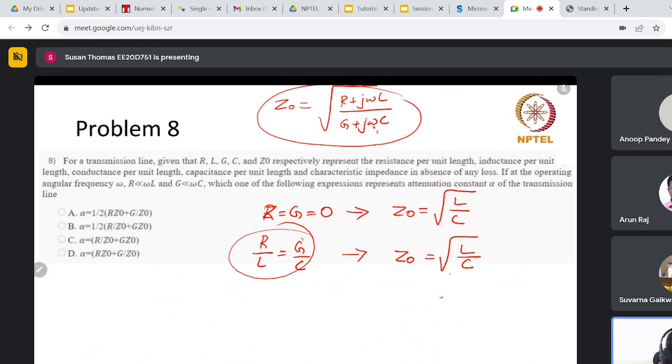Okay. So in both the cases, see, there is no ideal line wherein R and G are 0. So it is like an ideal condition. For simplification purpose, we just look at this expression. If there was no loss at all, then what happens to the line? In that case, we derive this lossless transmission line. But practically all lines will have at least some losses.